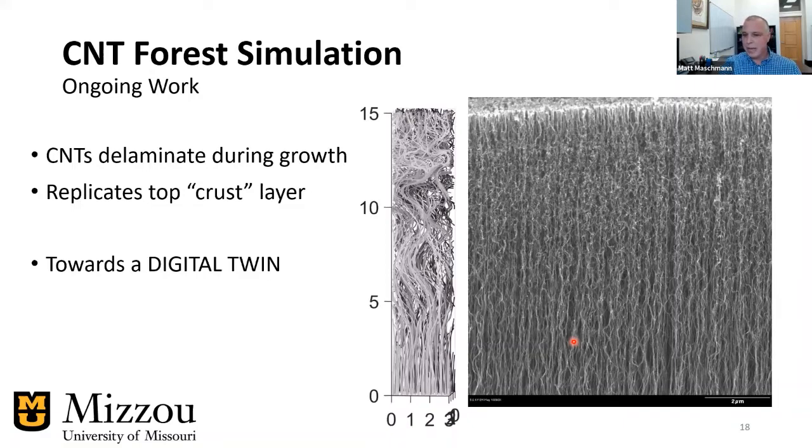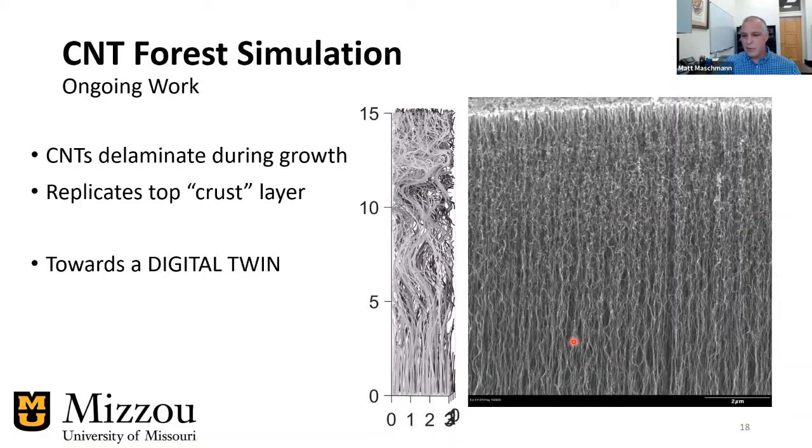Okay, so we were able to capture this crust layer, as people refer to it, this kind of dense, disorganized layer at the top of carbon nanotube forests. So that's really exciting. Again, everything that we're throwing in this model is as first order as we possibly could. And we're recreating events pretty darn well based on these post-synthesis images.